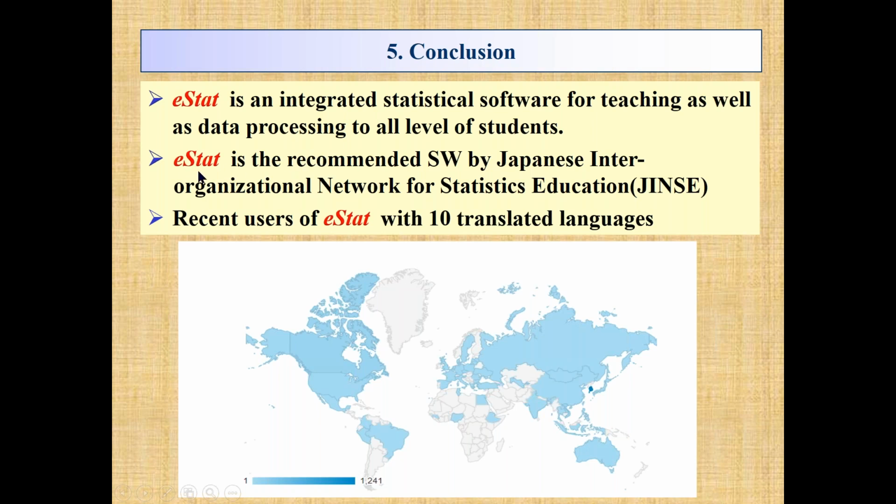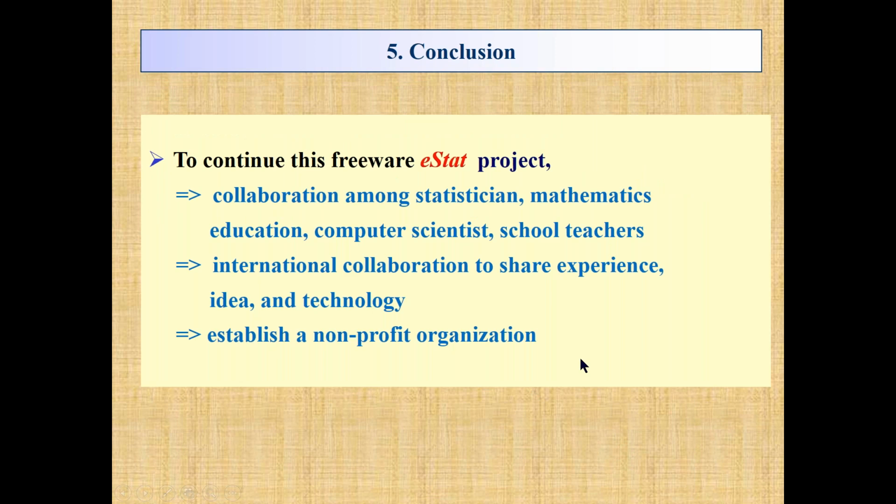Currently, this software is recommended by the Japanese Statistical Education Board. And somehow this has spread to worldwide users because it already has 10 translated languages. Here's some domain data for that. There's some audience from the USA, some others from Russia, Europe, and so on. I'd like to continue this free eStat project.